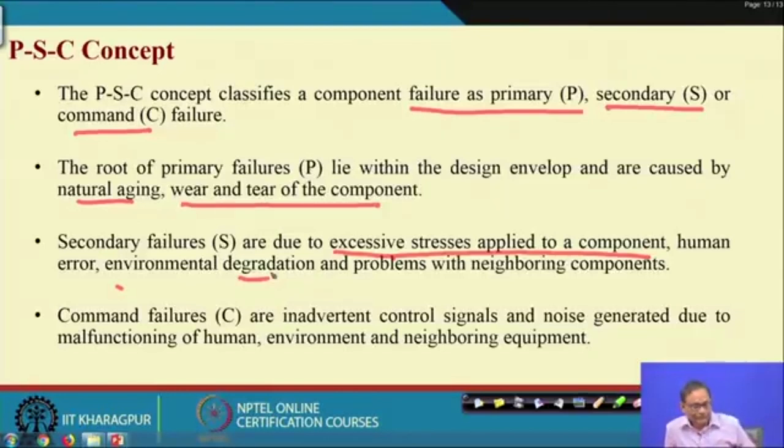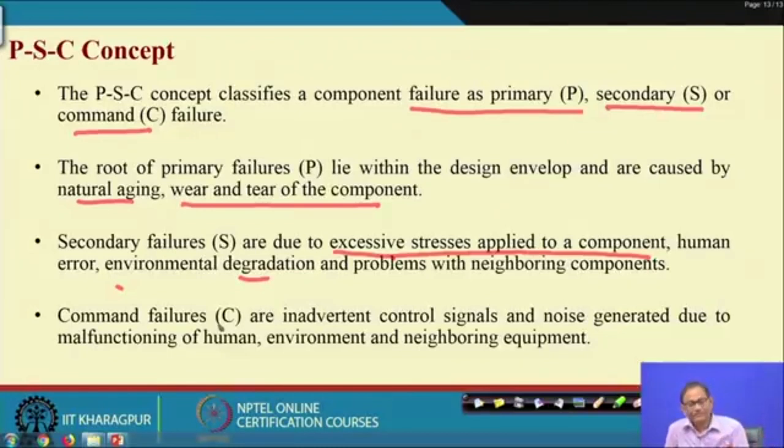Suppose a bulb can run continuously for 20 hours. If you use it for more than 20 hours or 30 hours, there is a chance that the bulb will fail. It is not because of the design wear and tear, it is because of excessive load on it. What are common failures? Anything, suppose any component that will work given a certain command from neighboring components.